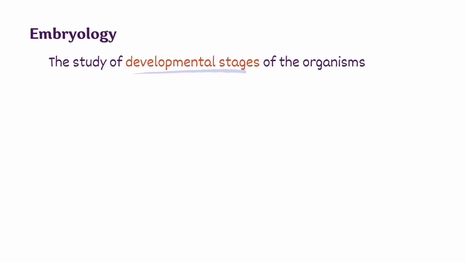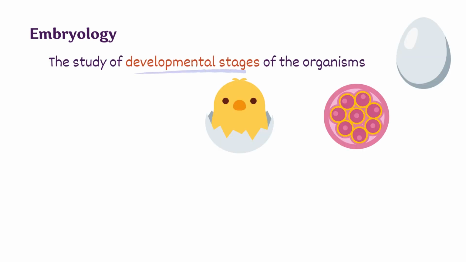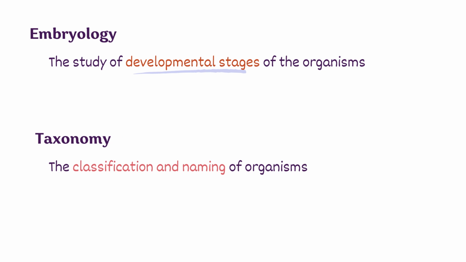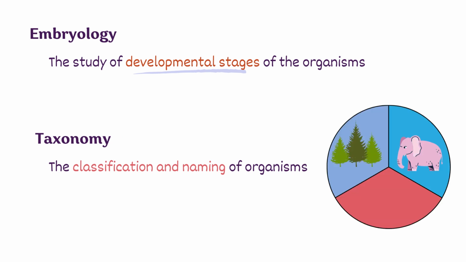Embryology is the study of how living organisms develop from a single cell into a complex being. Taxonomy is the classification and naming of living organisms. Taxonomy is like creating a family tree for all living things on Earth. It helps us stay organized and classify them based on their similarities and differences.